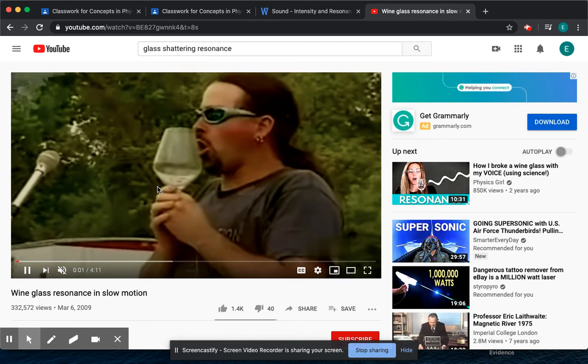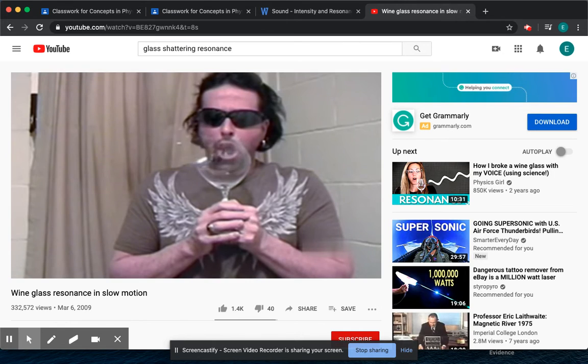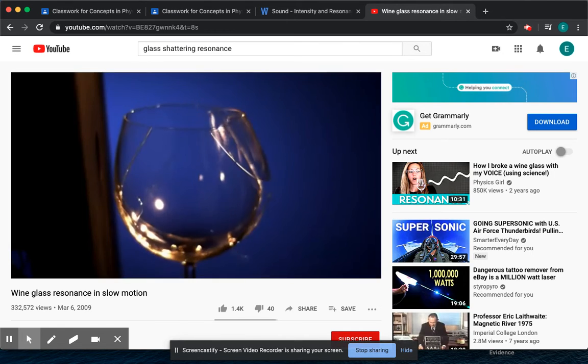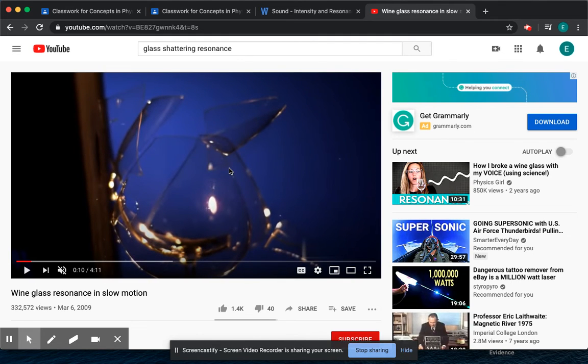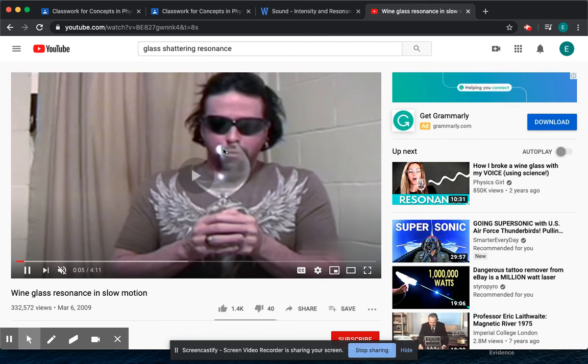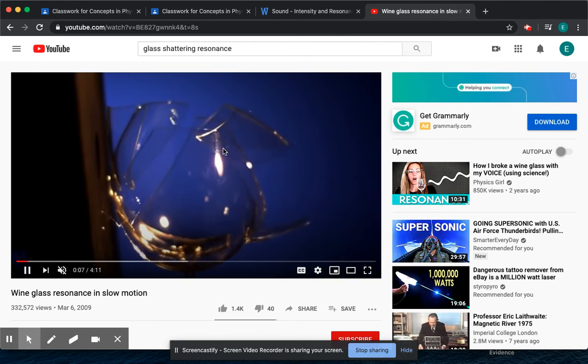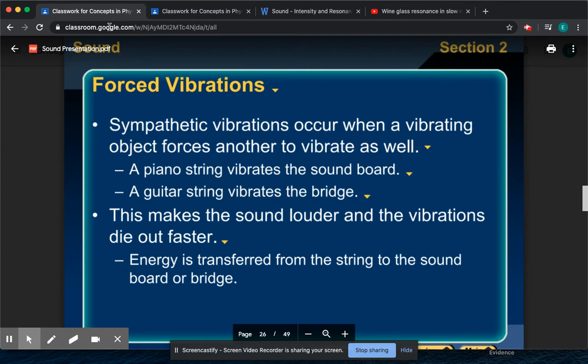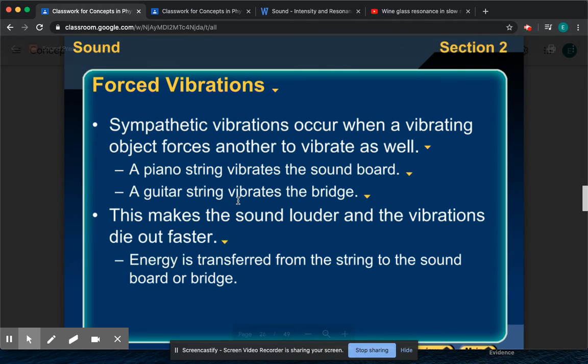So here we have a quick little demo. There's a guy singing into glass cups and they can shatter. I'm sure you guys have seen that before. That's caused by resonance waves. Everything has a resonance frequency. And what that means is if you produce a sound that matches the resonance frequency of another object, then that other object will join in on the vibrations. It doesn't matter how far it is.